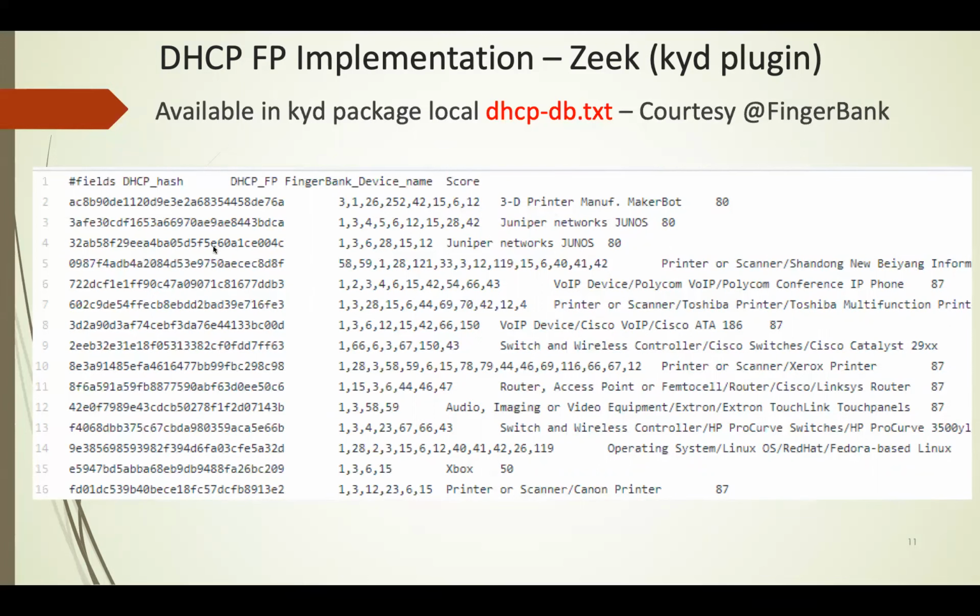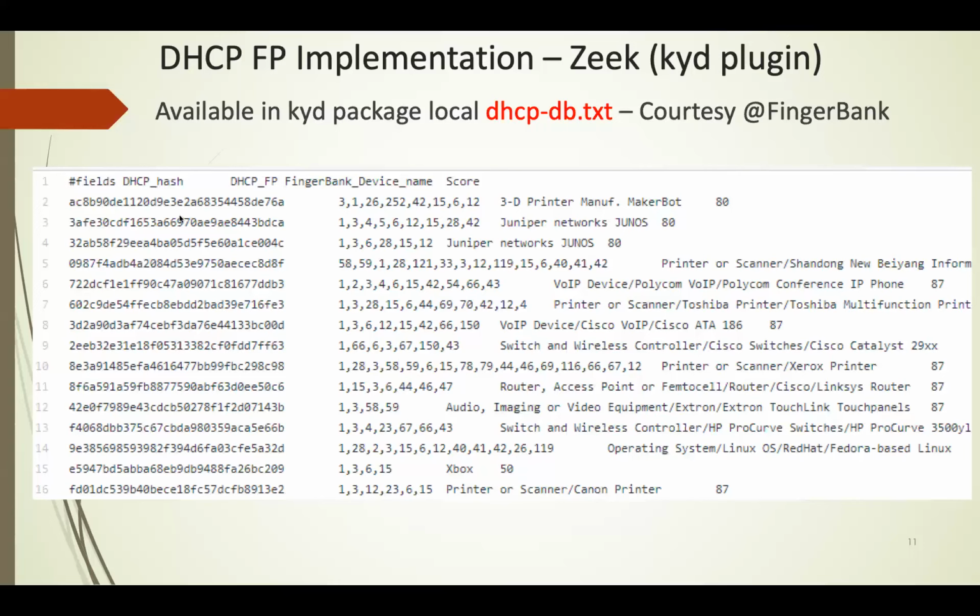So this hash has been created corresponding to these fingerprints. The first column is again the MD5 hash. The second column is the fingerprint, and the third column is the device type or device name that Fingerbank thinks it is. The fourth column is the score, that is, how confident it is that this fingerprint belongs to a 3D printer manufactured by MakerBot, or to Juniper Networks' Junos operating system.